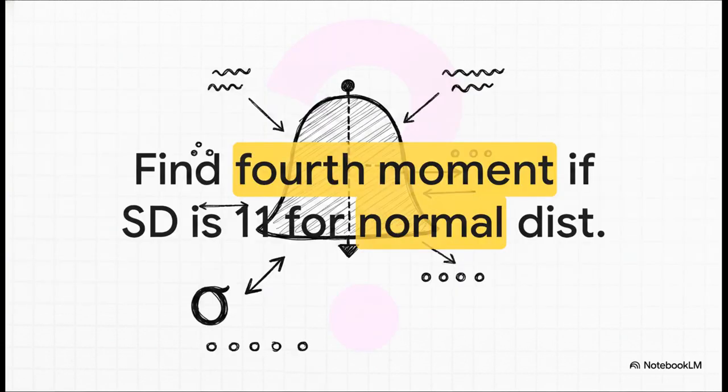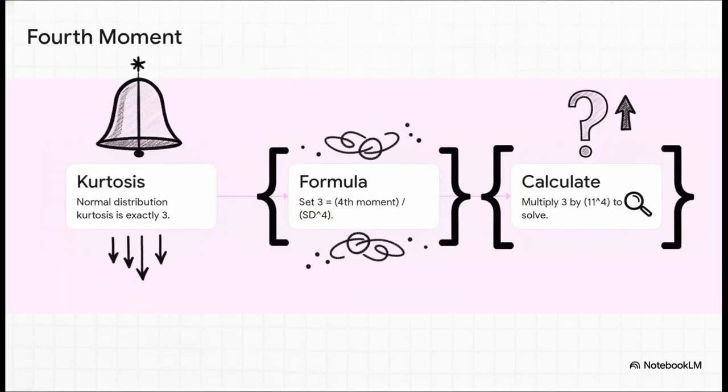Now, for question 3, which is honestly a fantastic conceptual puzzle, we need to find the fourth moment about the mean. And the only piece of data we are actually given is that the standard deviation is 11. And this is literally statistical theory in action. Because it specifies a normal distribution, we know a secret rule.